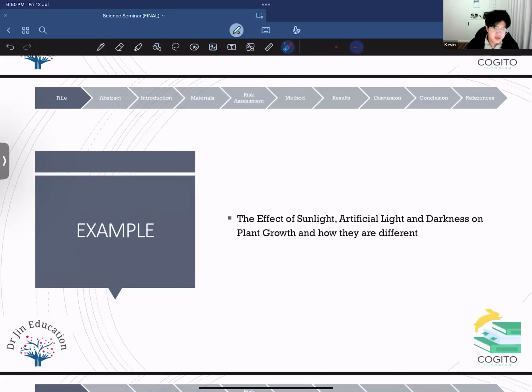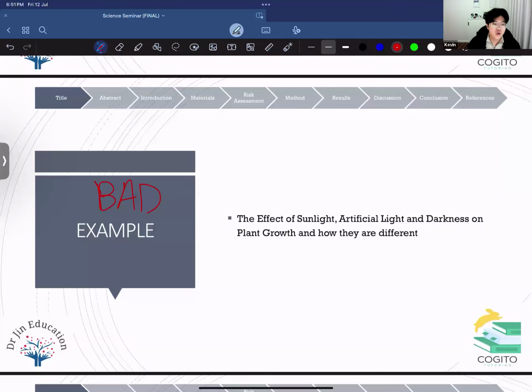The effect of sunlight, artificial light, and darkness on plant growth and how they are different. Now have a think. I'll give you 10 seconds to think. Is this good or is this bad? Have a think. 10 seconds. Well, the answer here is actually it's not a great title. I'm going to label this as a bad title example. Why is this a bad example?